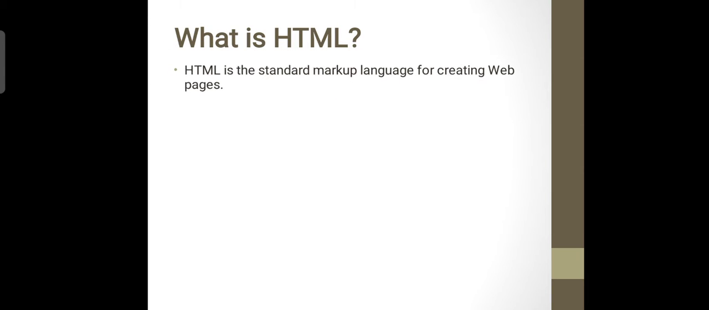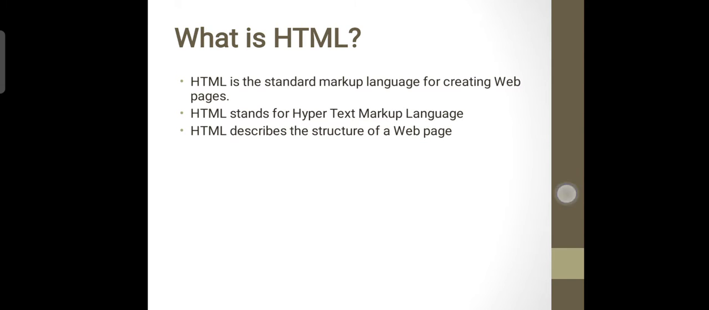Okay, so today we will discuss HTML. First of all, what is HTML? HTML is the standard markup language for creating web pages. It means you can use the HTML language to create various web pages, like other languages such as PHP. These are also programming languages we can use to design web pages. Basically, HTML stands for Hypertext Markup Language. HTML describes the structure of a web page.